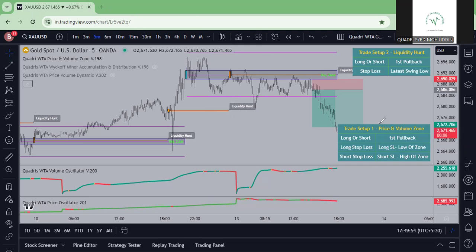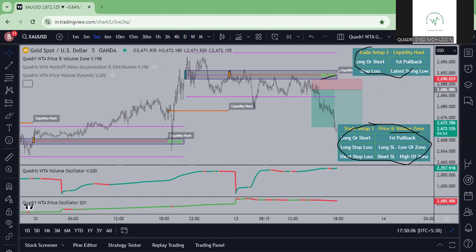How it has to be traded is mentioned over here. If you're trading with only liquidity hunt, or with the price and volume zone, these are the price and volume key zones. How you have to trade it is self-explanatory. It is given over here. So this is something where I have demand and supply two indicators, and the main ones are the price oscillator and volume oscillator.